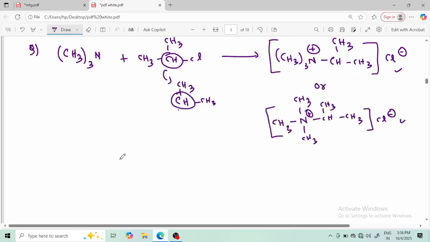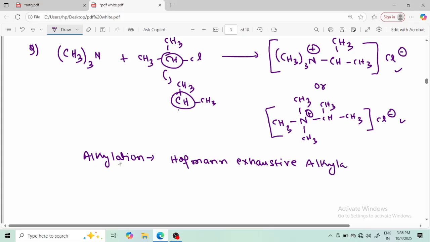Okay, now this alkylation has another name. This alkylation is also called Hofmann exhaustive alkylation reaction. So they can also say this. Okay, Hofmann exhaustive alkylation reaction. All right.